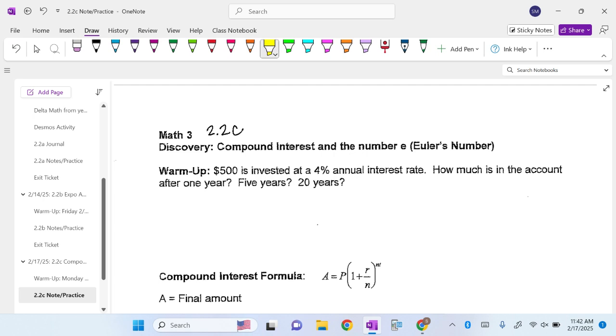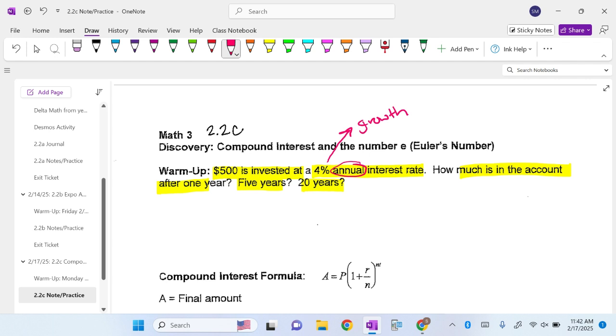First things first, let's look at a warm up. If $500 is invested at 4% annual interest rate, how much is in the account after 1 year, 5 years, and 20 years? Since it says annual, we can just assume that this is an exponential growth problem. Who remembers the formula for growth?